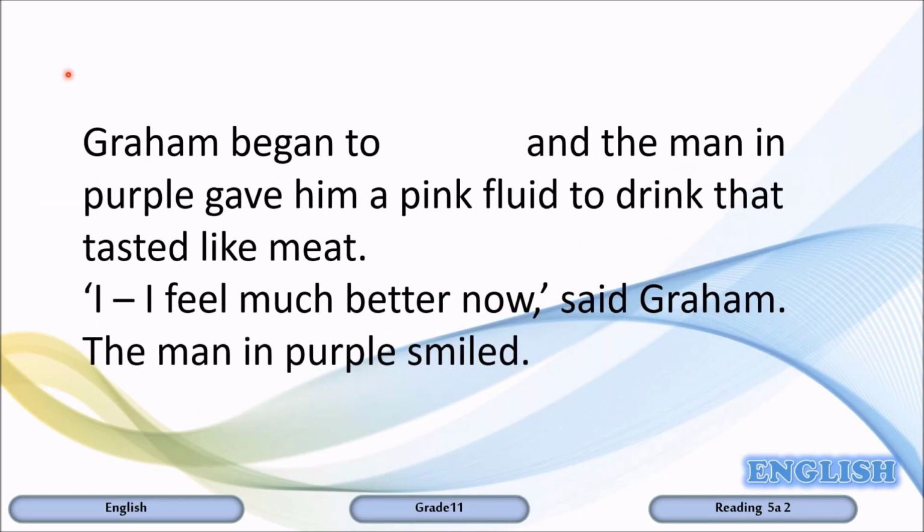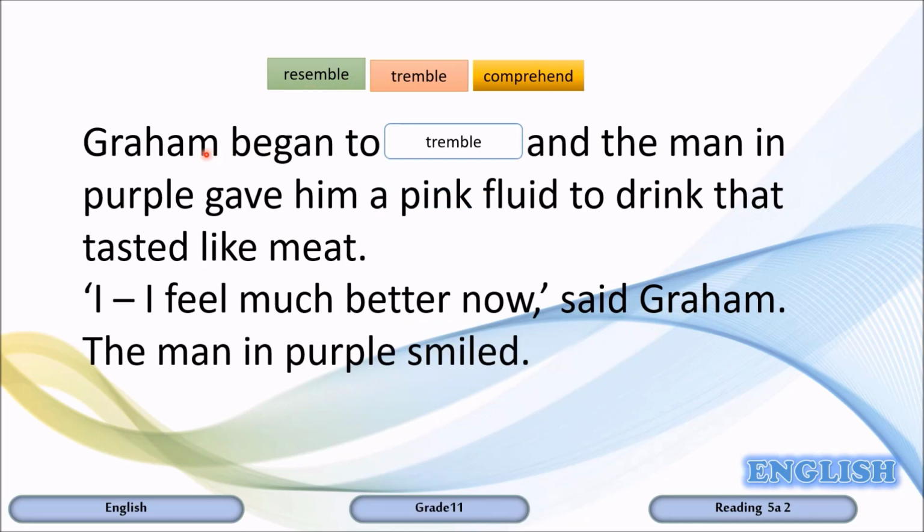Now let's see the second word. You are going to find the word in the text. Please pause the video and find out the missing word here. Have you found it? Excellent. What is it? Tremble. Thank you. So, do you know what tremble means? Let me help you understand the meaning of the word tremble through the context.